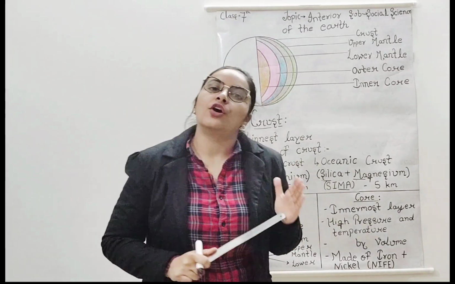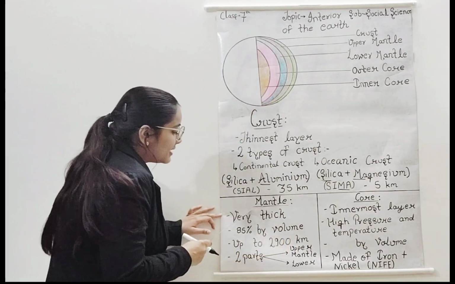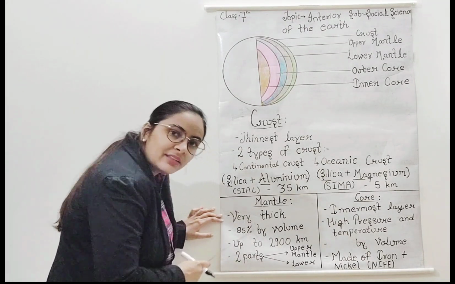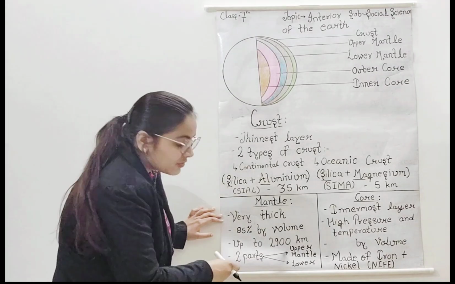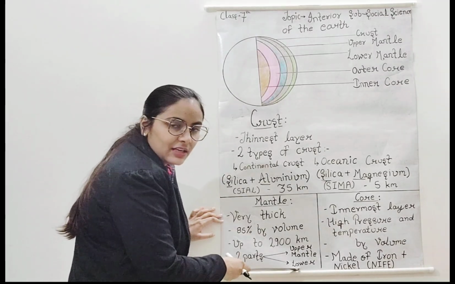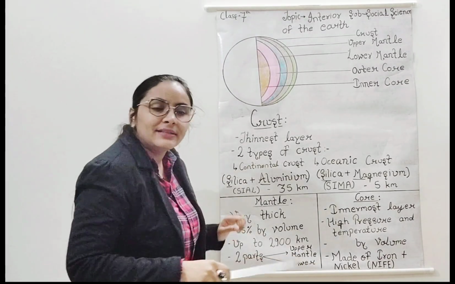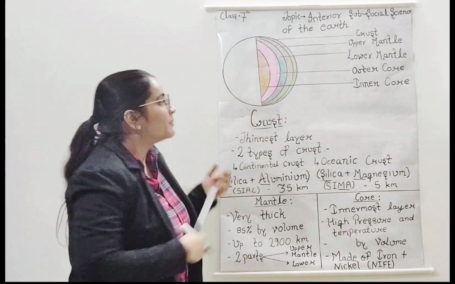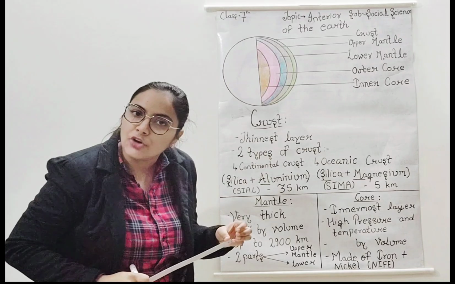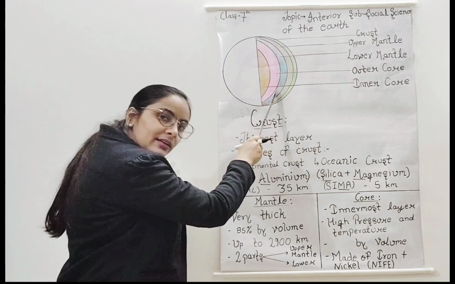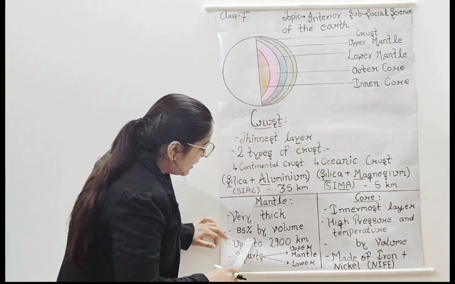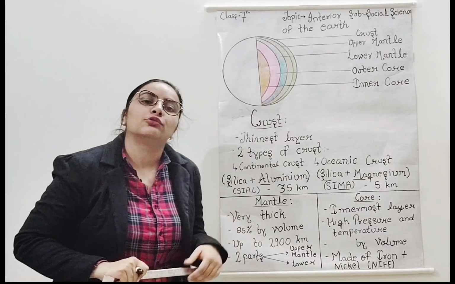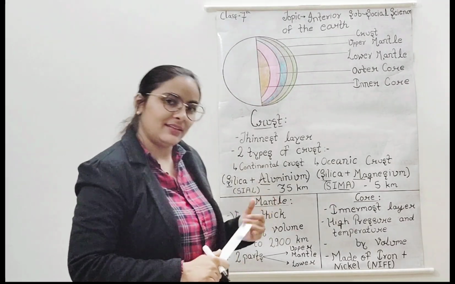So, till now, what have we learned? That mantle, which is the second layer of the earth, is the thickest among all the layers of the earth. It has two parts. The first one is upper mantle and the second one is lower mantle. The upper mantle, which is near the crust, is viscous in nature and is the source of magma. The lower mantle, which is near the outer core, is solid in nature as usual. It is 85% of the volume and it extends up to a depth of 2,900 kilometers.